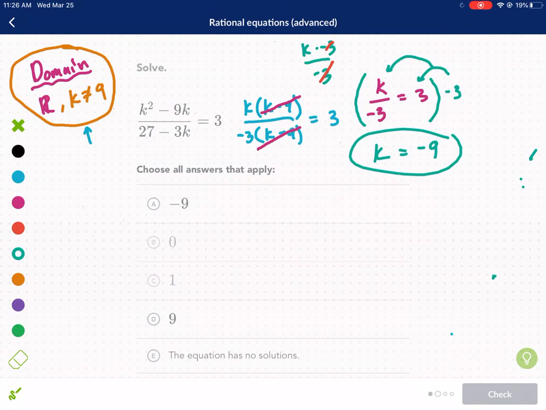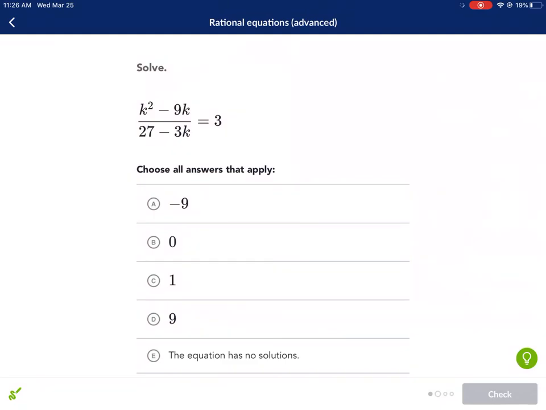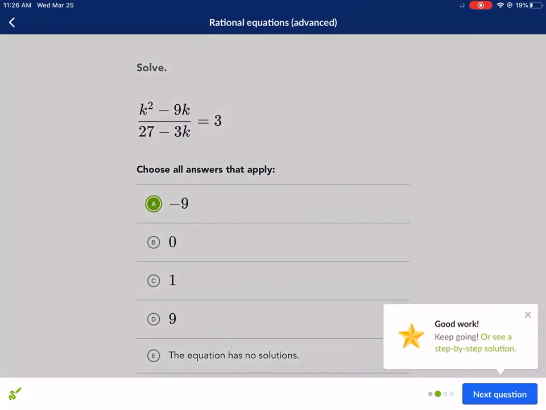We're going to check it with our domain. Our domain says it can be all real numbers except 9, so I think we're good to go. We're going to plug in negative 9 here. And we got it right.